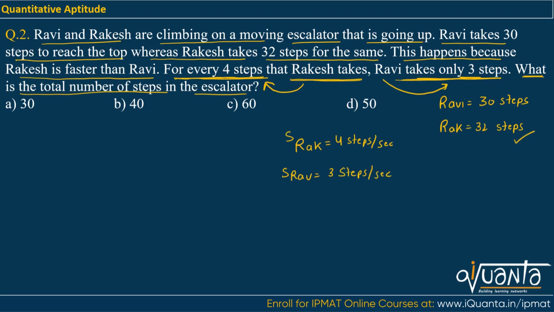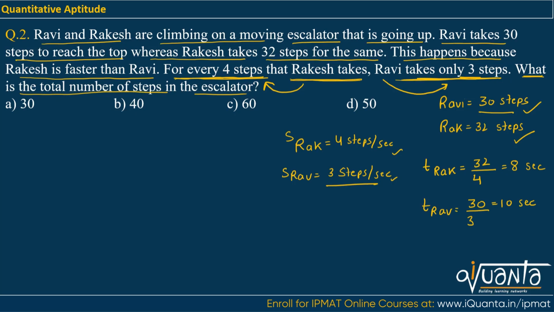Now we have the steps that Rakesh is taking, the steps that Ravi is taking to reach the top, and their speeds as well. So we can find out the time taken by Rakesh. It will be distance by Rakesh, which is 32 steps, upon the speed of Rakesh, which is 4 steps per second. That means Rakesh will be taking 8 seconds to reach the top. If we talk about Ravi, time by Ravi will be distance by Ravi upon speed of Ravi. So distance by Ravi is 30 steps, and he's taking 3 steps per second. So he's taking 10 seconds to reach the top.